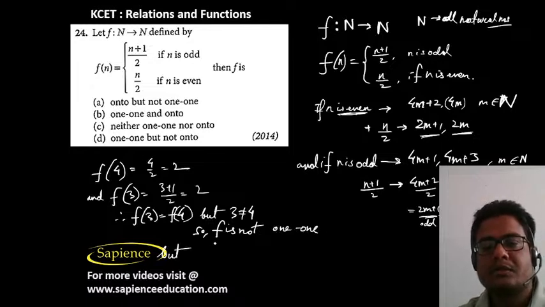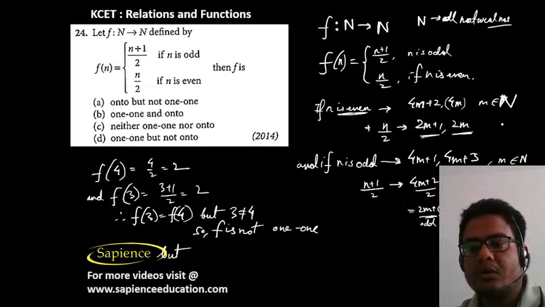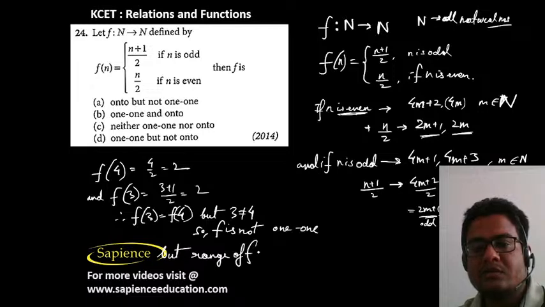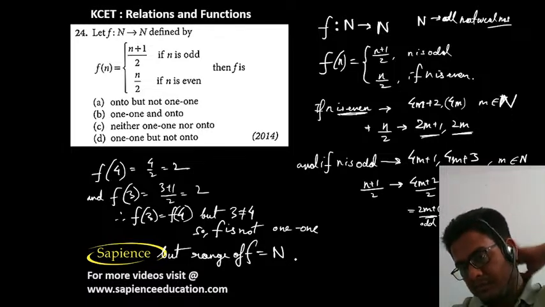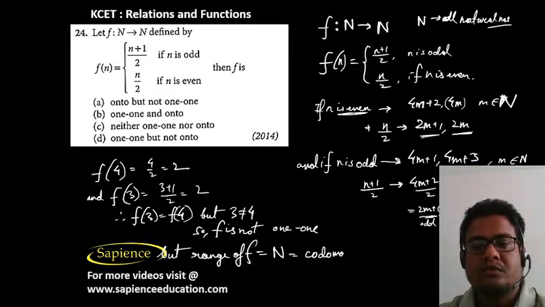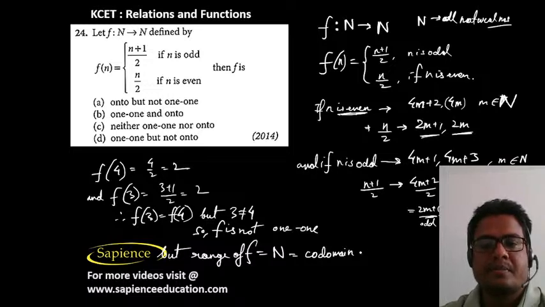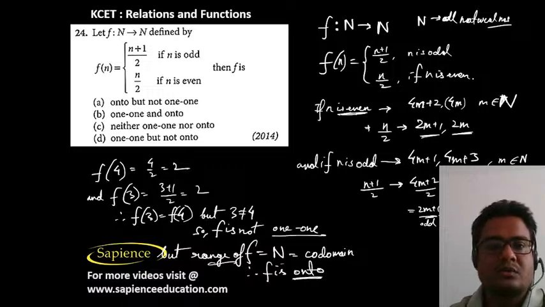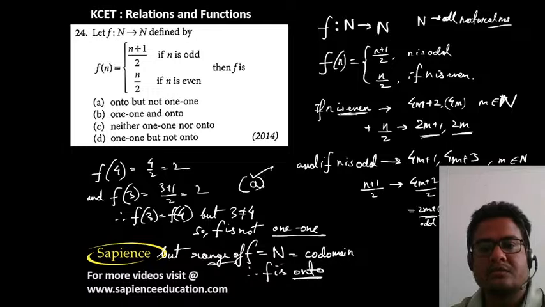But here the output is coming odd or even. It means that all natural numbers will be included in the range of the function. So I can say the range of the function f is the same as the set of natural numbers N, which is the same as the codomain of the function f. Since the codomain is given as N, and the range we have also obtained as N, therefore the function f is onto. So f is onto but not one-one. Option A is the correct answer.